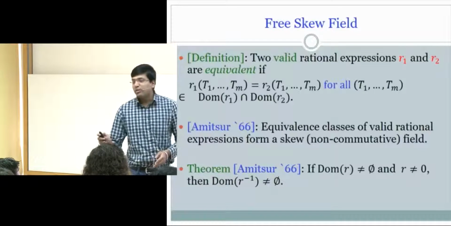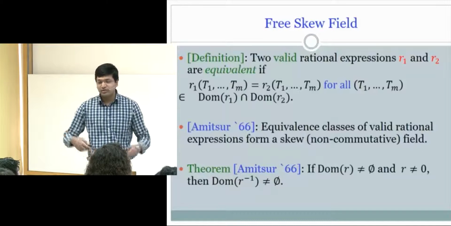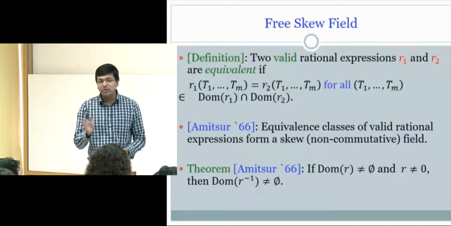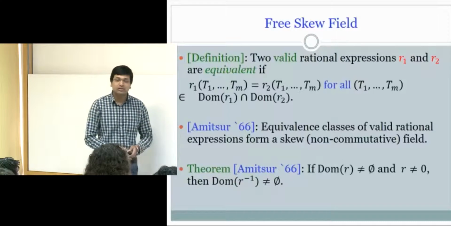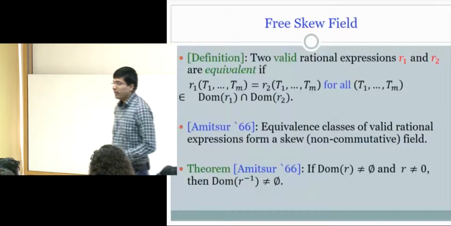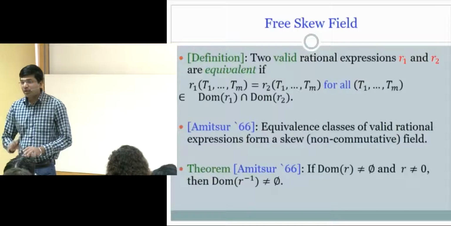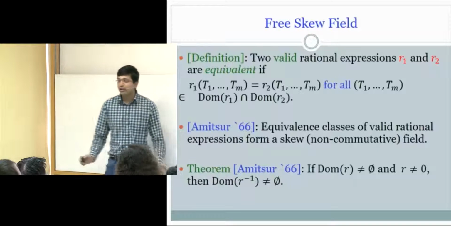Basically, if you work on a finite field, you work over an extension. So if the domains of two rational expressions are non-empty, the intersection will be non-empty, like it's a dense set. You work over, let's say, infinite fields; if finite fields, you work over extensions. If one of R1 and R2 is not valid, then this is vacuously true. We don't even define this for non-valid expressions. We only work with valid rational expressions.